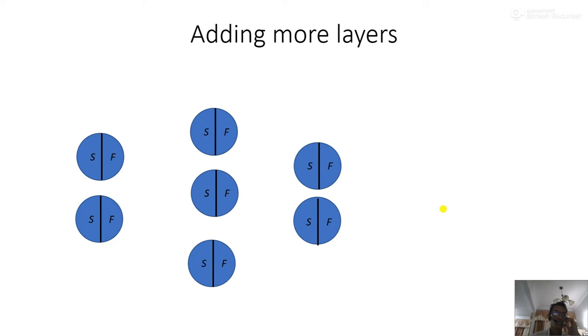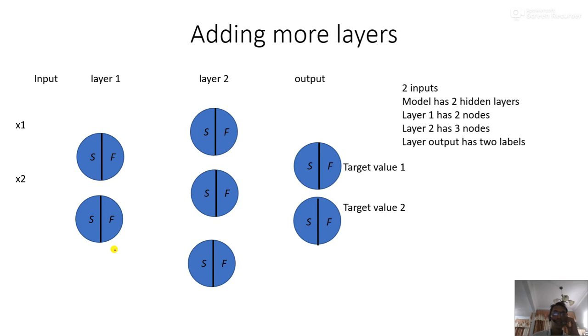Here we have layers 1, 2 and 3, so a 3-layer neural network, and each has 2, 3 and 2 neurons. In this case, let's say we have 2 inputs, so this one and this one. The model has 2 hidden layers, layer 1 and layer 2. Layer 1 has 2 nodes. Layer 2 has 3 nodes, 1, 2, 3, and the output layer has 2 labels, meaning 2 nodes.